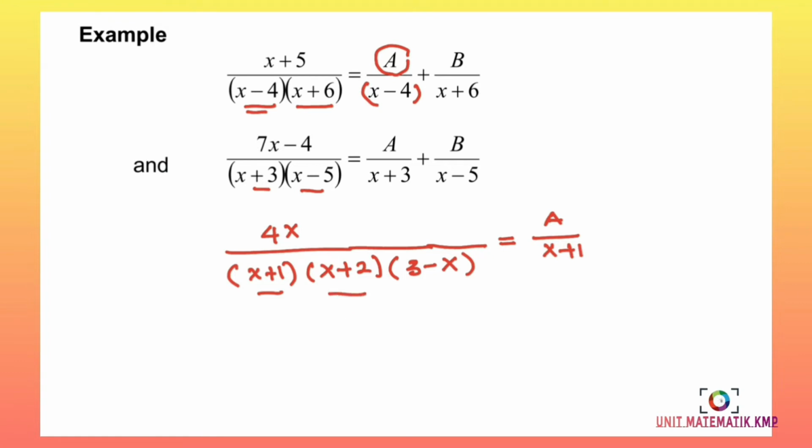The second factor is also linear, so it should be a constant also, so b over (x plus 2). And the third factor, 3 minus x, is also linear, so it should be c over (3 minus x). And then we proceed with the procedure to find the values of a, b, c. Then substitute back the values of a, b, c, and we can get the final answer for the partial fractions on the right hand side.